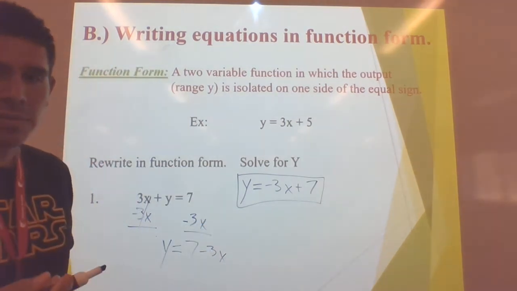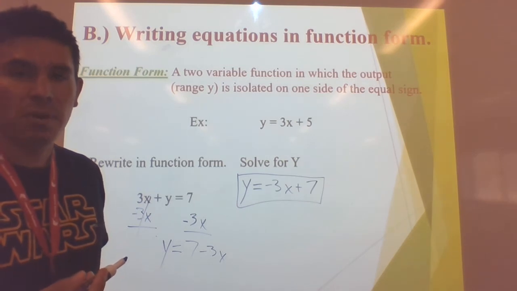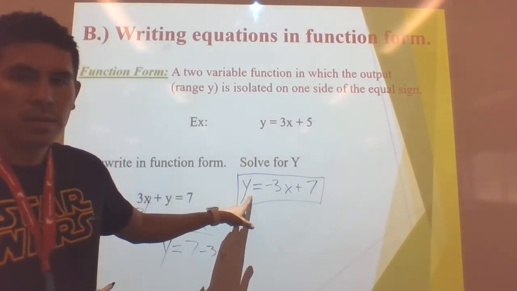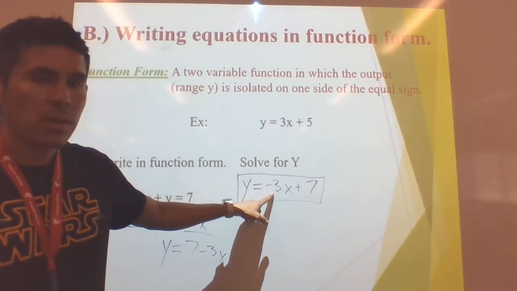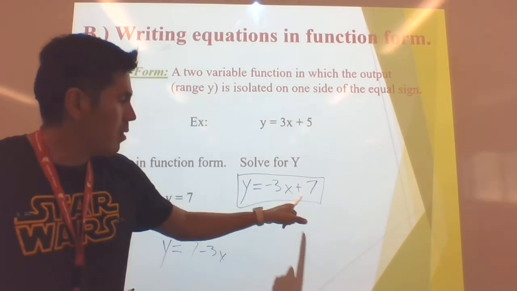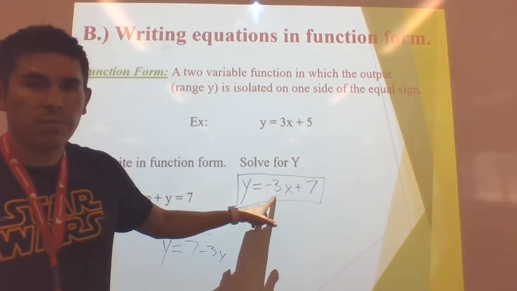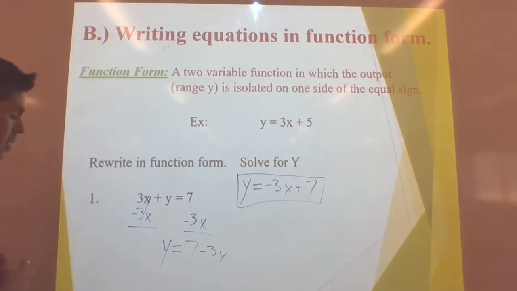So when we're doing function form, and again, I would take notes right now. Remember this, when we're doing function form, you want y to be first, y equals, and then you want the same format, where the number with the variable goes first, and the number goes at the very end, on the other side of the equal sign. Okay? So that's the correct answer there.